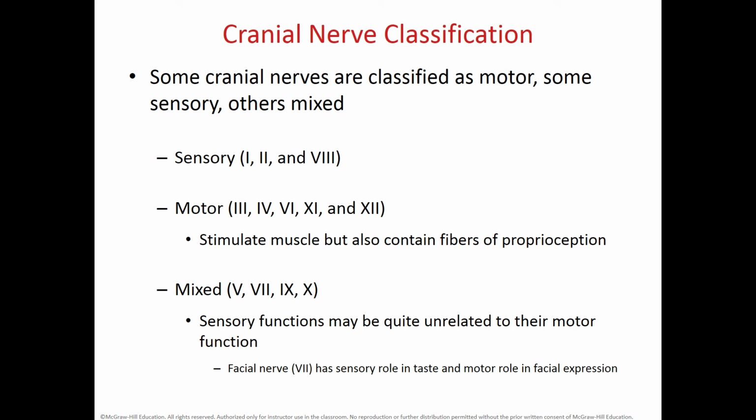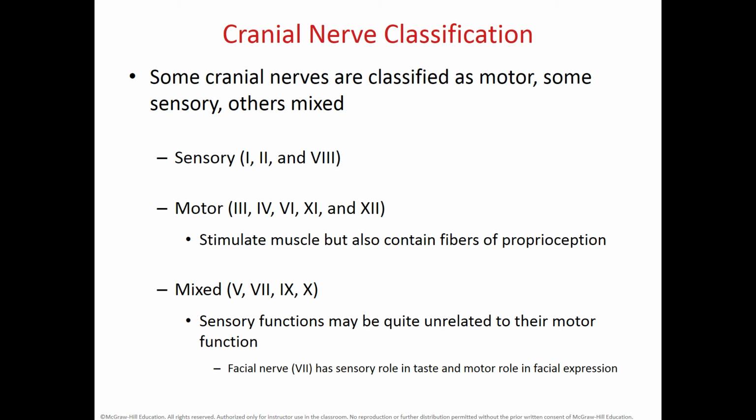Cranial nerve number 11 innervates muscles like the trapezius that we have in the back. And then cranial nerve number 12 controls the movement of the muscles of the tongue. So when you stimulate muscle with these cranial nerves, you also have fibers that detect proprioception.